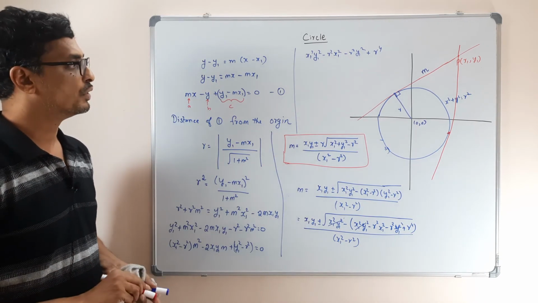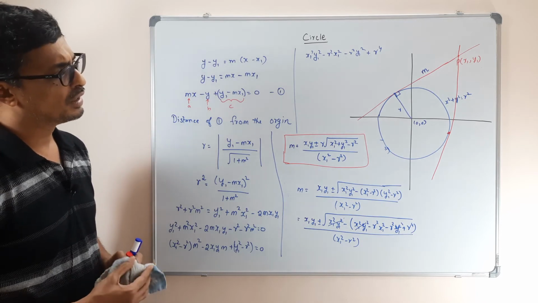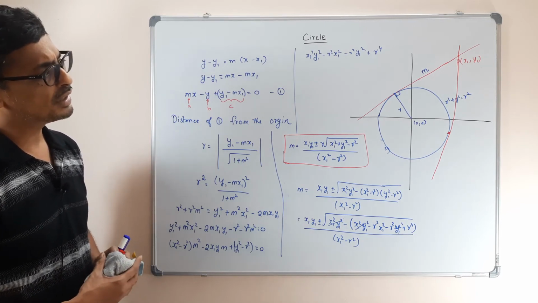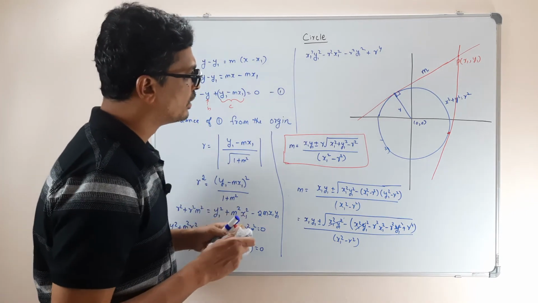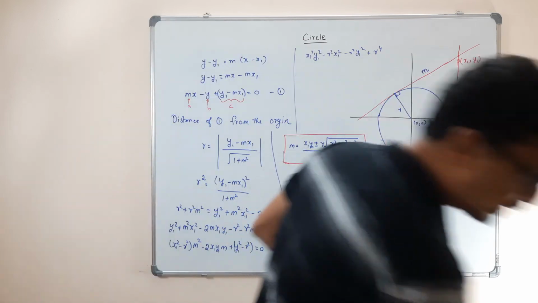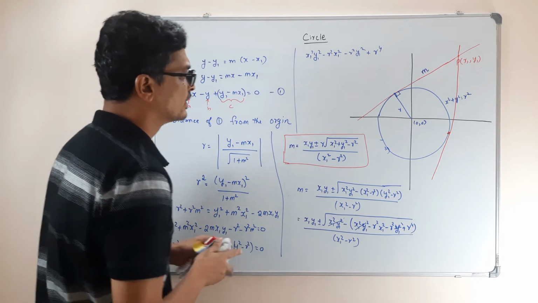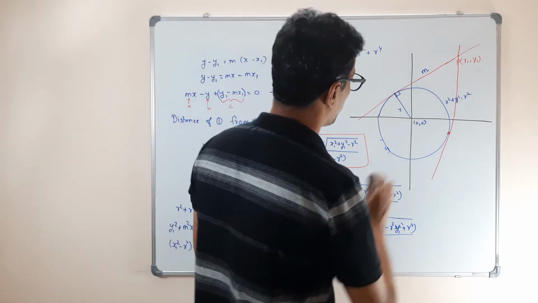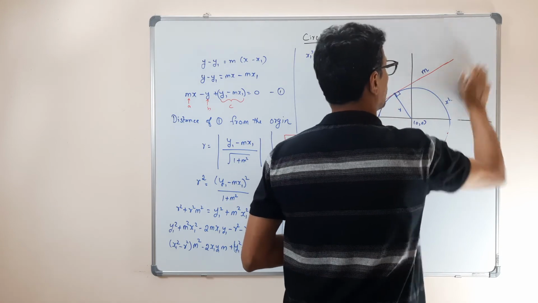Okay, so let us have another question. There's something called a director circle. What is a director circle? That is simple. So what am I going to do? Let me have this tangent here.